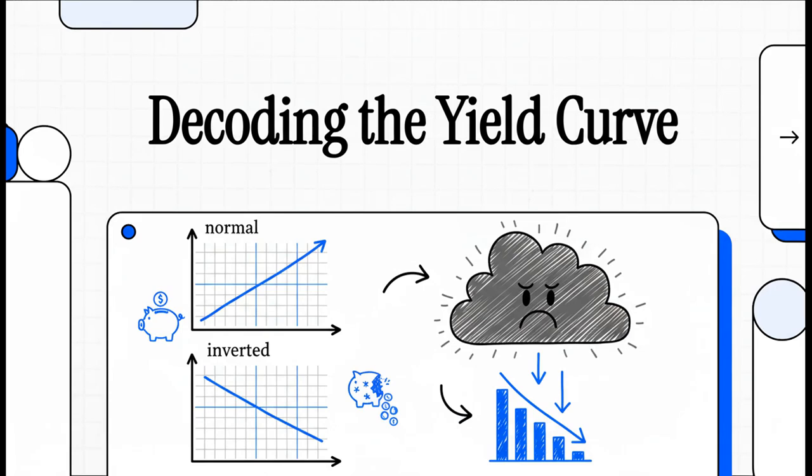There's this one line on a graph that has a spooky reputation for predicting recessions. It's a bit of financial jargon that can send shivers down the spine of Wall Street. Well, today we're going to pull back the curtain and decode the yield curve.